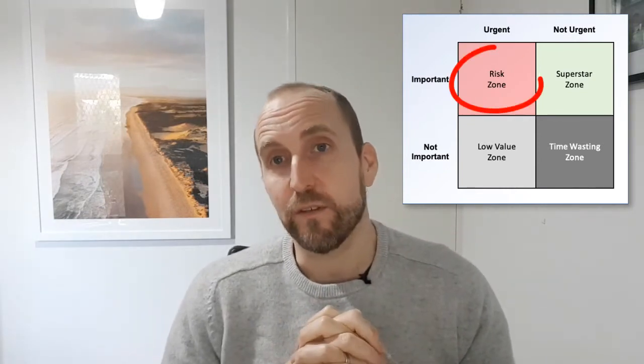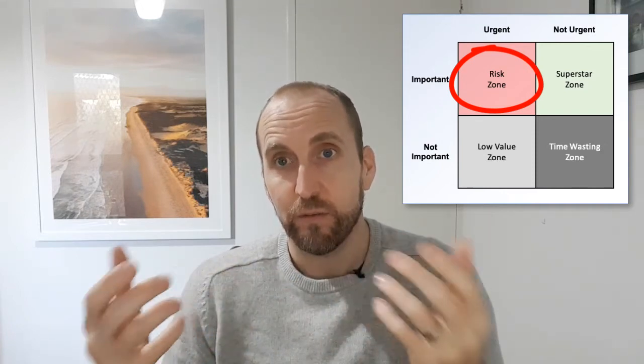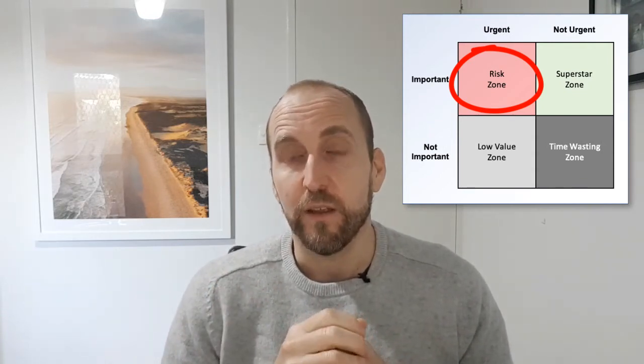So let's look at the quadrants here. In the top left quadrant, we've got the risk zone, this is what I call when it's urgent and important. The reason I call this the risk zone is because if it's urgent and it's really important, you need to get it done right, but it's urgent, so you don't have that much time to do it. So this is where if you get something wrong, you're running the risk of providing something that's not good. And it's important, so if you get it wrong, the consequences could be big. So this is the risk zone.